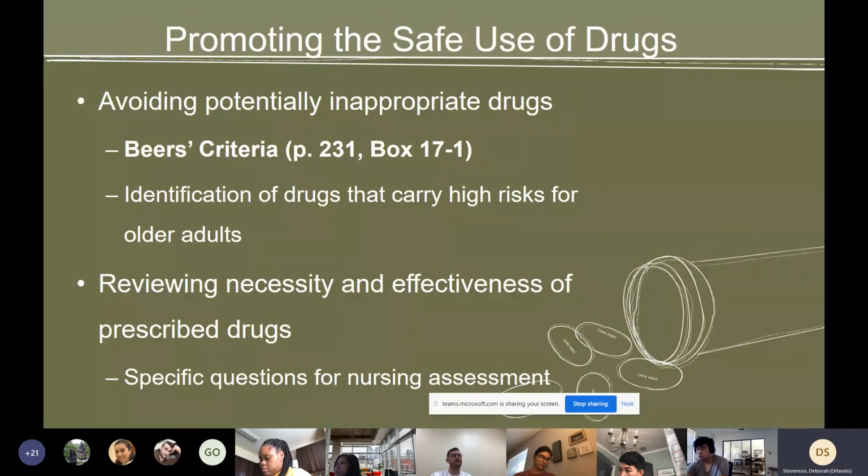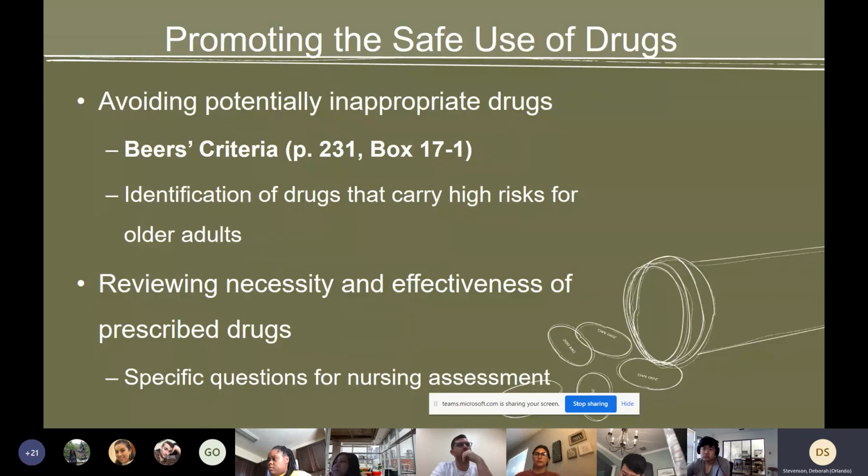On page 231 of your textbook, as I mentioned, is the Beers criteria. It's box 17-1. You might be able to see it. I don't think you can see it because my camera's not working when I'm doing PowerPoint. So anyway, 231. I'm not going to ask you a lot of questions on here. I'll tell you which ones I want you to know.